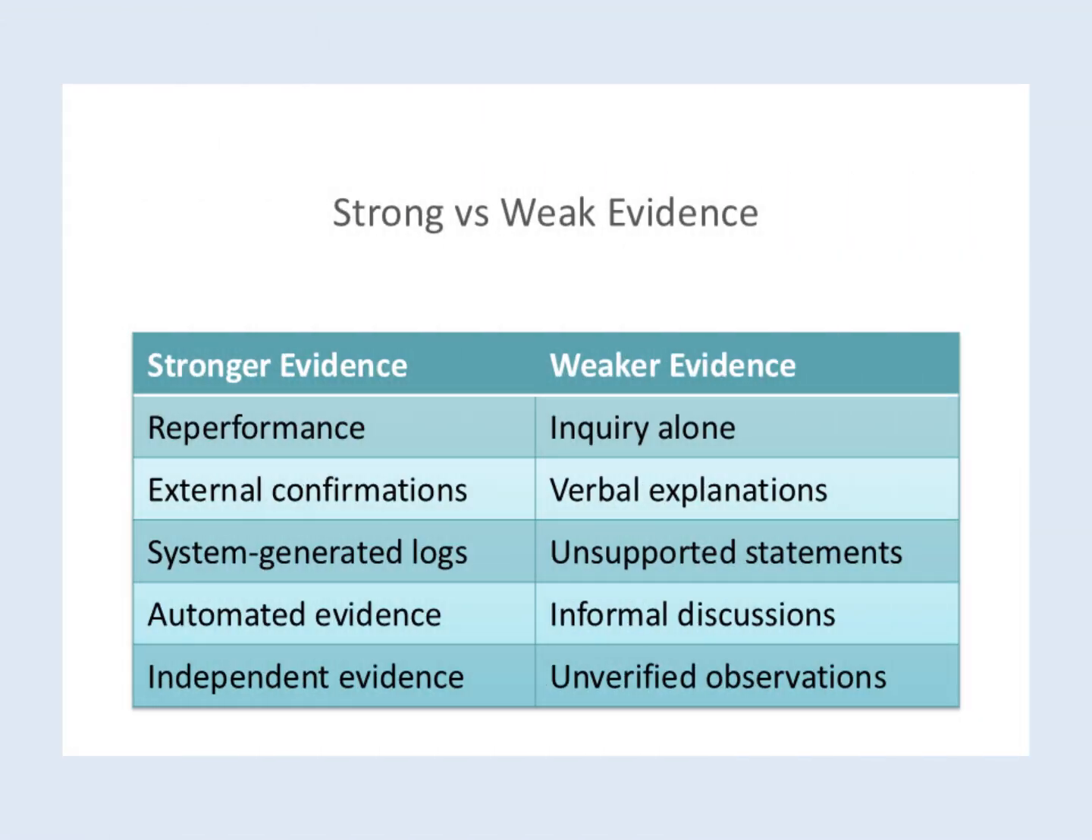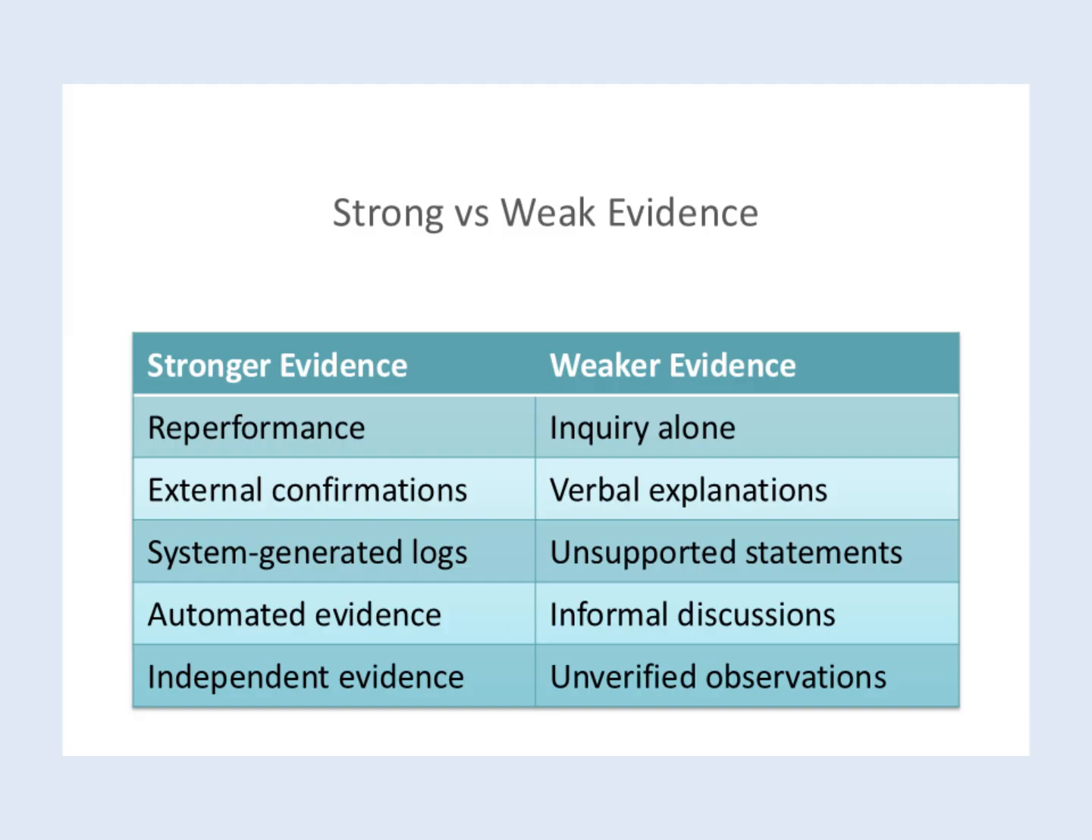One of the most important concepts in auditing is understanding the difference between strong and weak audit evidence. Stronger evidence is generally more reliable, more objective, and easier to verify independently. For example, reperformance is considered very strong evidence because the auditor independently repeats the control or calculation to confirm the result. External confirmations are also strong because the evidence comes directly from independent third parties, such as banks, vendors, or customers. System-generated logs, automated evidence, and independently verified records are usually considered more reliable than verbal explanations.